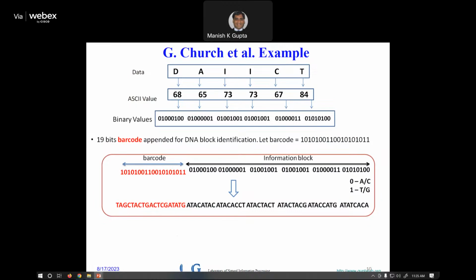So basically here the chunk architecture was: after converting it to binary values, a 19-bit barcode is appended for DNA block identification. The barcode is appended here. That was the information block, and this is the barcode. Then the mapping was very simple: 0 is converted to either A or C, 1 is converted to either T or G.